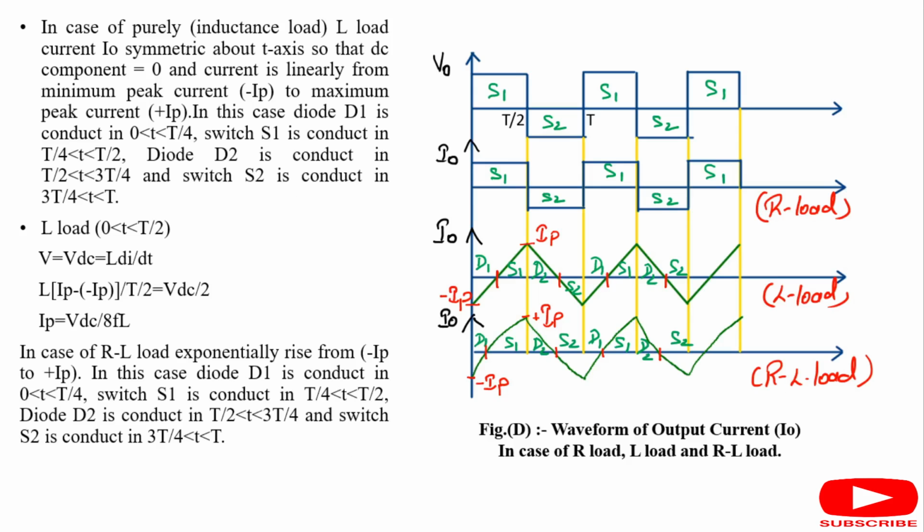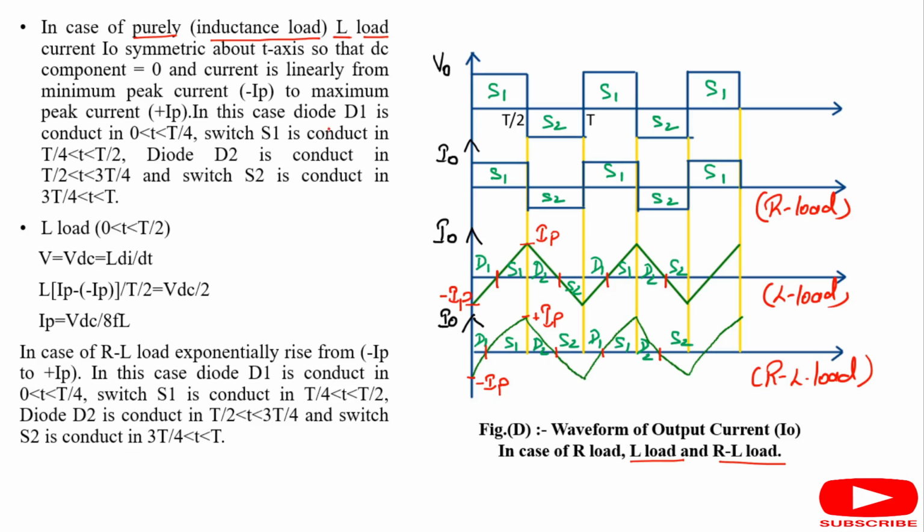Okay, let us talk about the waveform of output current I naught in case of a purely inductive load and RL load. In case of a purely inductive load, the current linearly increases from the minimum peak current, minus IP, to the maximum peak current, plus IP, for the time period 0 to T by 2. Similarly, for the period T by 2 to T, it linearly decreases from the maximum peak current to the minimum peak current, plus IP to minus IP.